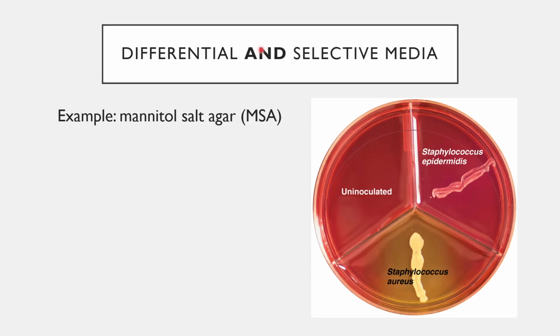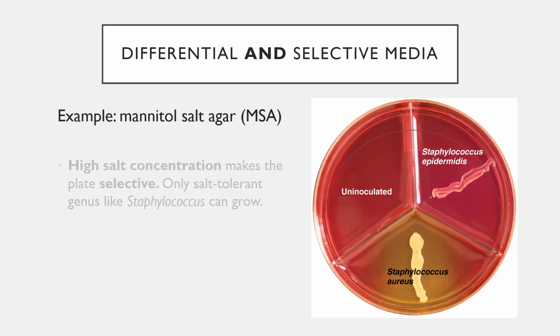Selective and differential, however, are not mutually exclusive categories because there are growth media out there that are both differential and selective. One of these is the mannitol salt agar plate. This is abbreviated as the MSA plate, and the ingredients that are added to this plate to create the differential and selective capabilities are, first of all, salt.